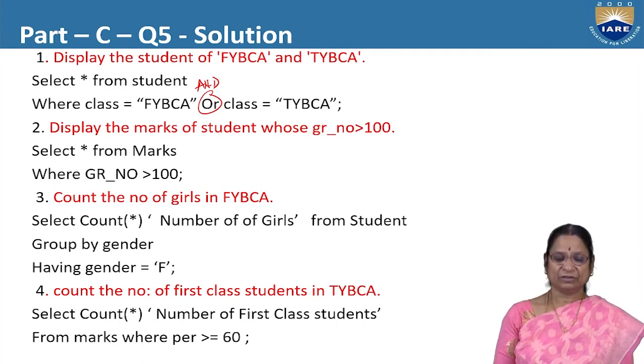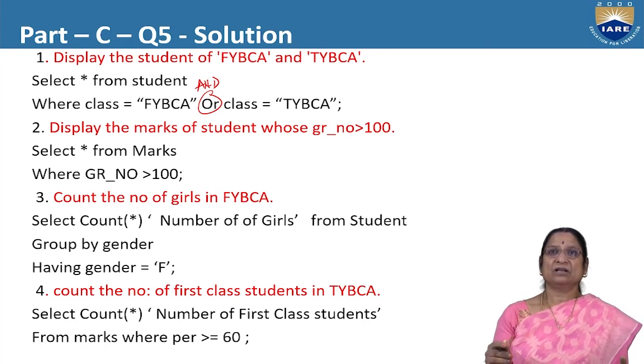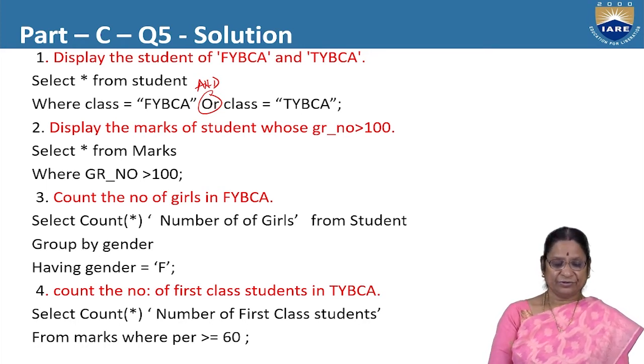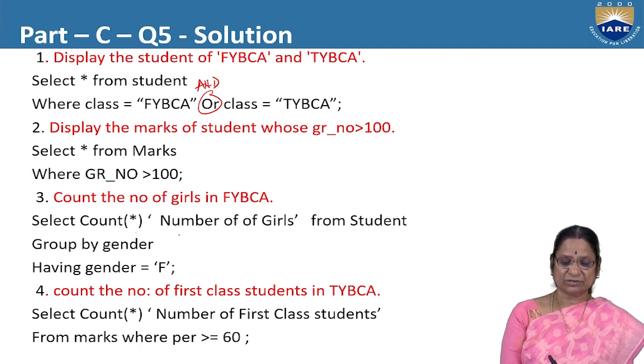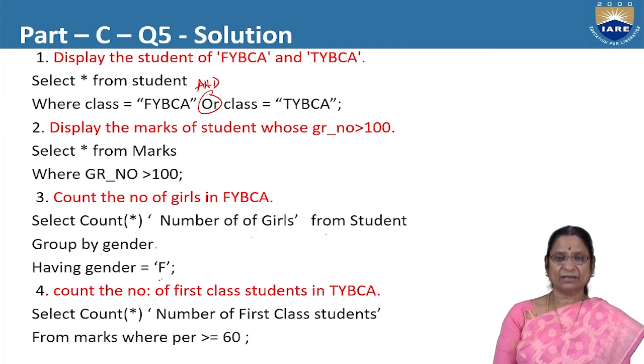Simple query. Count the number of girls. Number of girls means in the student relation we have gender. So we have to find that out first. Number of girls means counting. So that's why we need select count star as number of girls from student group by gender having F.